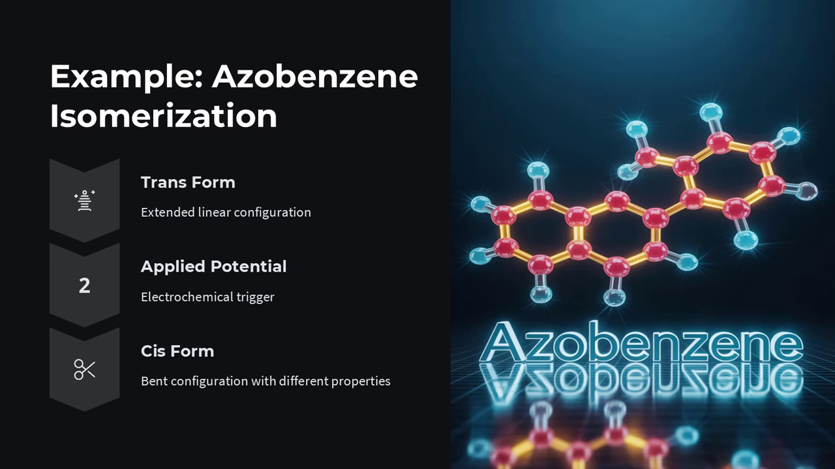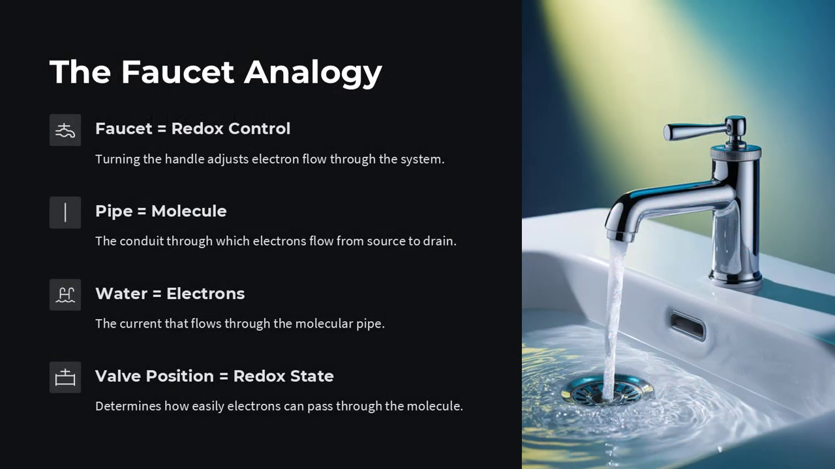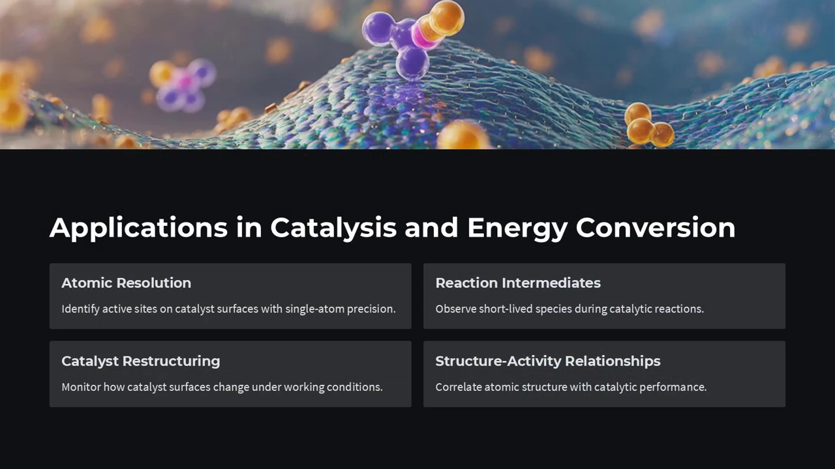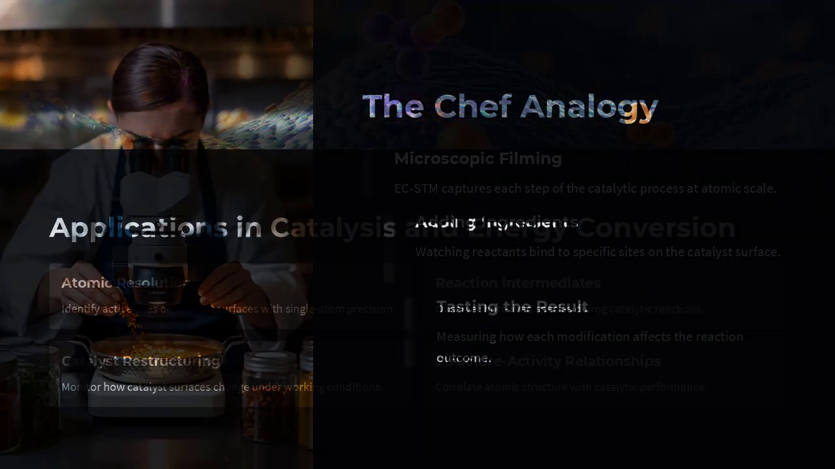One striking example, in a 2019 study, researchers used ECSTM to watch a single C60 fullerene change its electronic state depending on its redox charge. This demonstrated how quantized conductance, a quantum mechanical property, can be modulated by electrochemical inputs, paving the way for quantum molecular circuits. But what are the challenges?